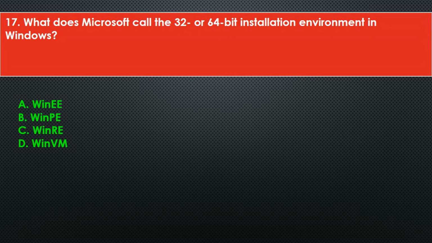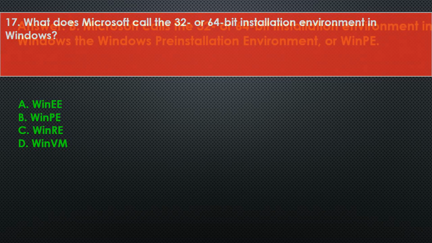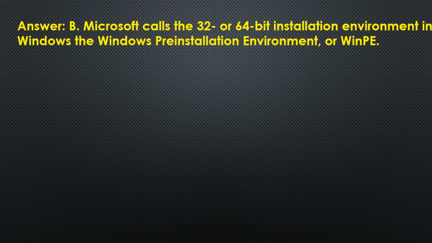17. What does Microsoft call the 32 or 64-bit installation environment in Windows? A. WinEE. B. WinPE. C. WinRE. D. WinVM. Answer: B. Microsoft calls the 32 or 64-bit installation environment in Windows the Windows Pre-installation Environment, or WinPE.